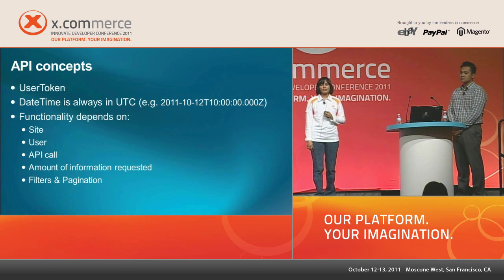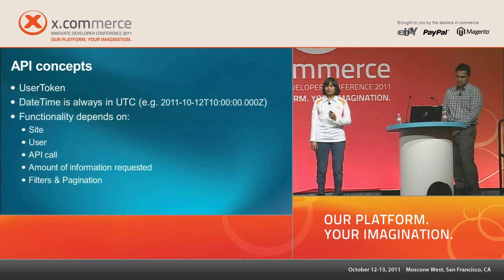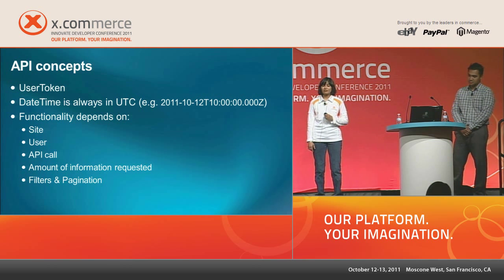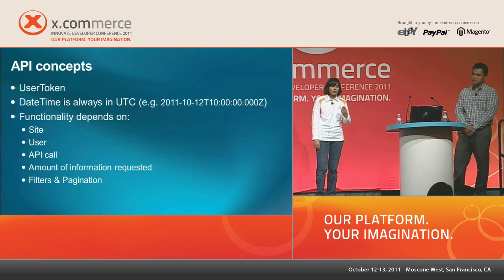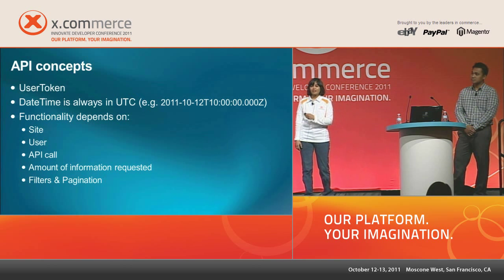The functionality of the API call depends on a number of factors. One, to what site you're making the call against. Like I mentioned, the results can be very, very different depending on the site to which you're routing your request. It also depends on whose behalf you're making the call. Some users may have more privileges than other users.